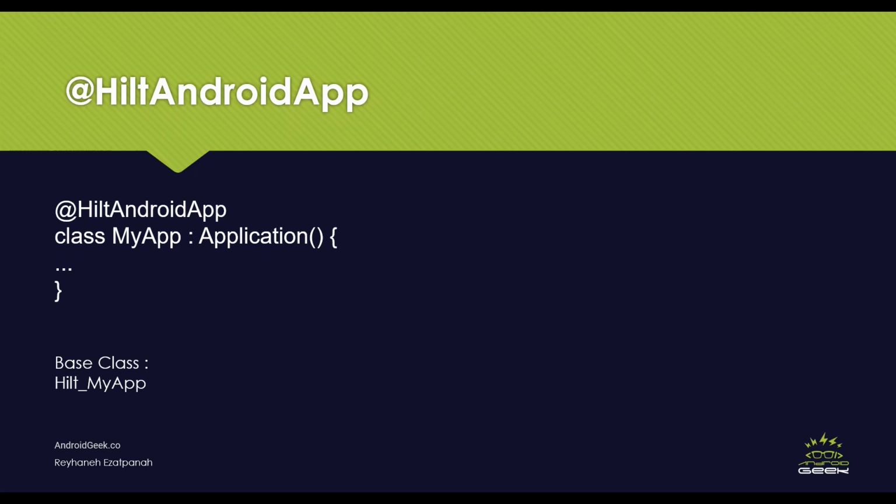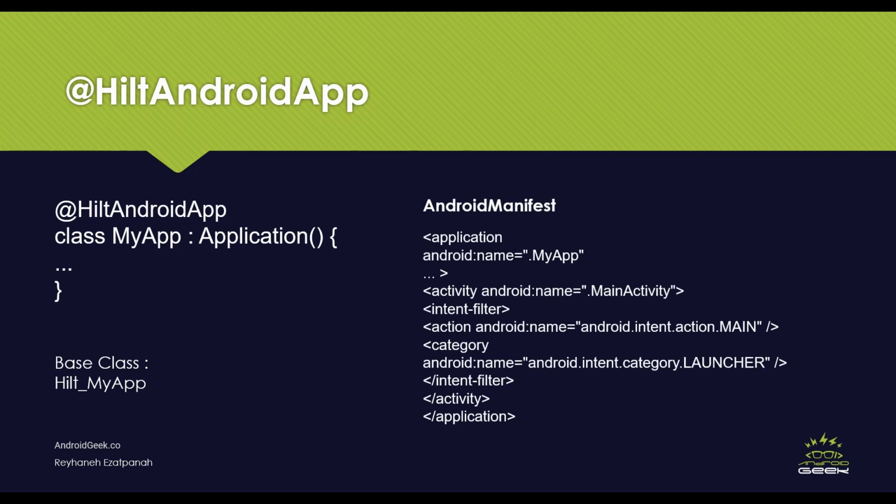for example, MyApp. And the next step is adding this class into our Android manifest file, like that. Here you can see in the application tag, I put it in android:name and put my MyApp class here.